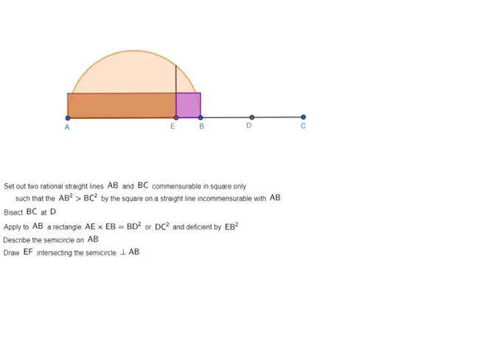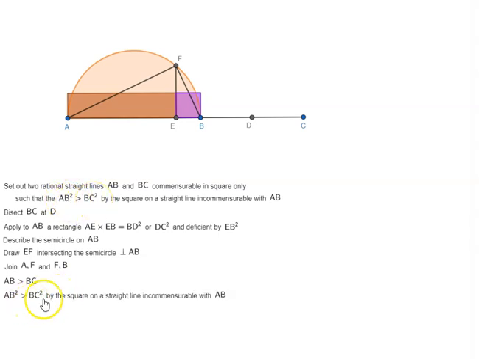And let's mark that point as F. And we join AF and BF. Now here AB is greater than BC. Why? Because AB square is greater than BC square, and AB square is greater than BC square by the square on a straight line incommensurable with AB.